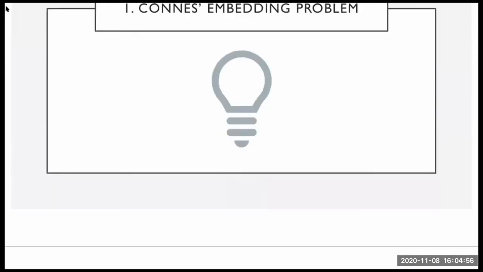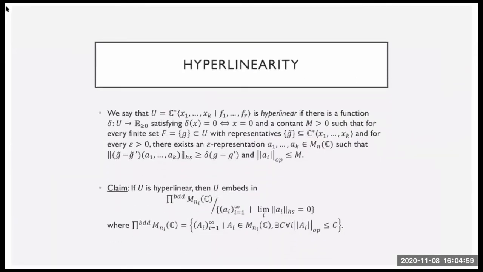So we go back to Cohn's embedding problem. So I want to give you a few reminders. So we defined what's called hyperlinearity last time. So we had this finitely presented algebra. So this was a quotient of the free star algebra generated on the elements x1 up to xk. So these are non-commuting polynomials in x1 up to xk and x1 conjugate up to xk conjugate, modulo these relations f1 up to fr.